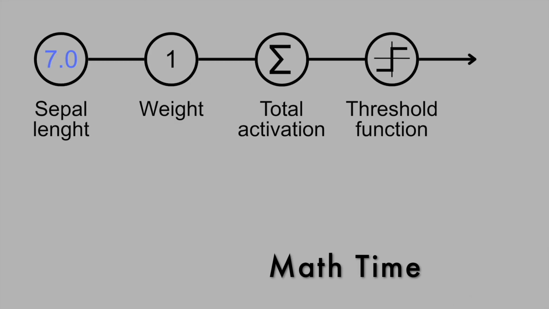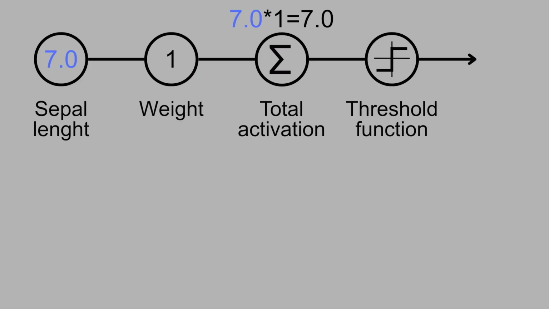Okay, math time. But relax, it's just multiplication and addition. If you can calculate a tip at a restaurant, you can understand this. As an input, we have 7 centimeters of measured sepal length. The weight is 1, and it will remain unchanged for the purpose of this presentation. So the total activation is just 7. Mathematically, we can write it like this.